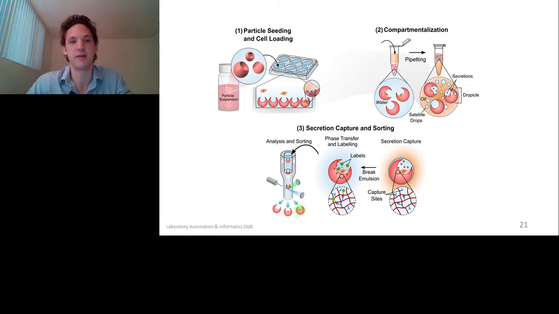We've created this platform that allows you to take a microparticle reagent that you can seed into a well plate and isolate single cells. You can form compartments with them by simple agitation steps, allow cells to secrete and capture these secretions onto the particles. You can then transfer these back into a water phase that is compatible with flow cytometers, label them with a fluorescent secondary antibody, and sort in high throughput.